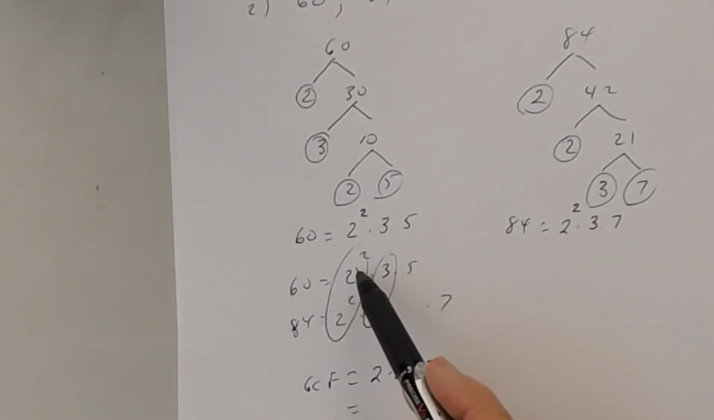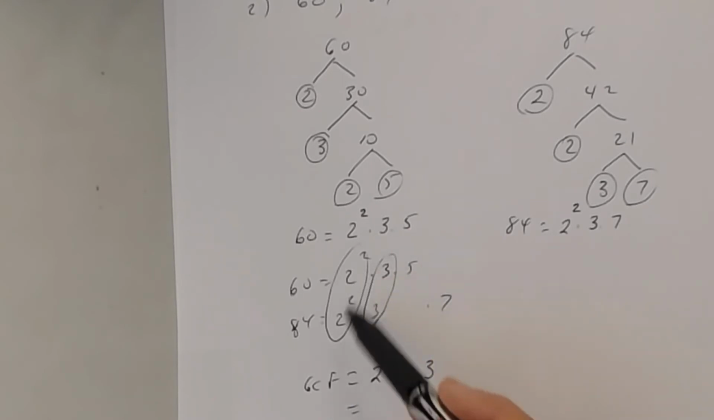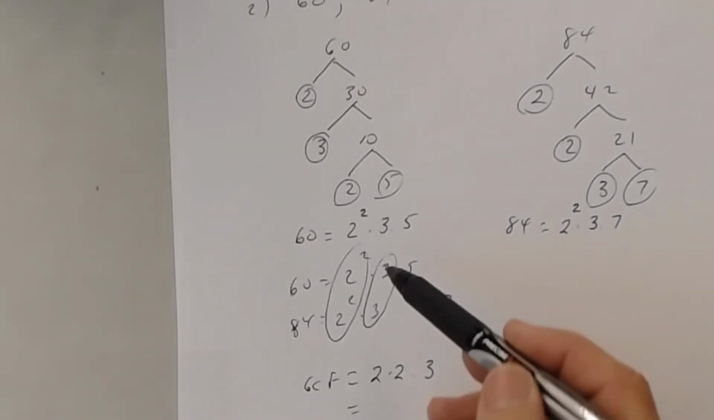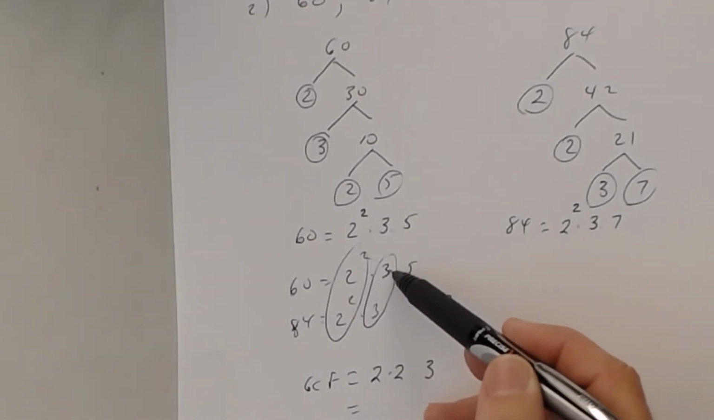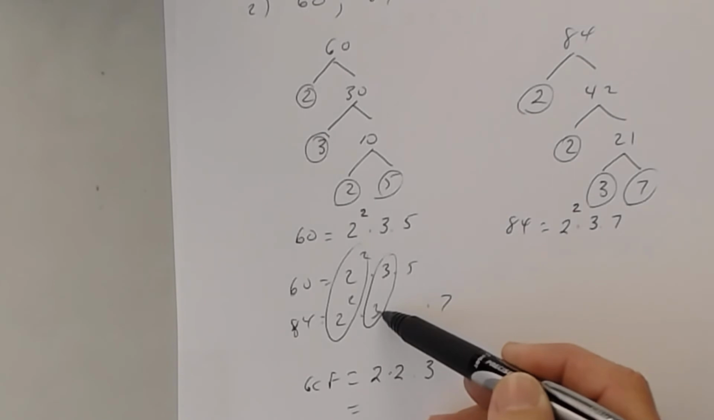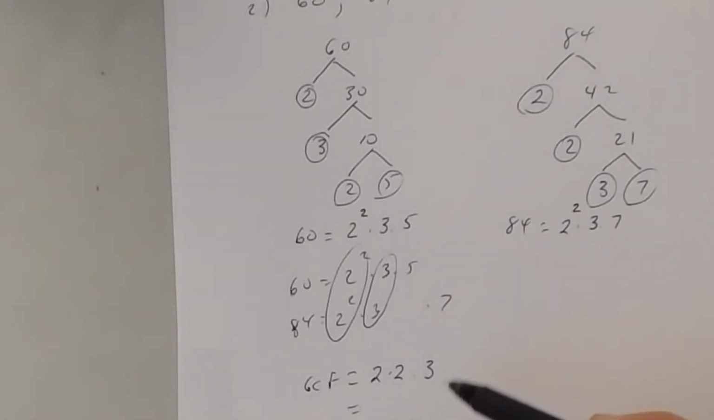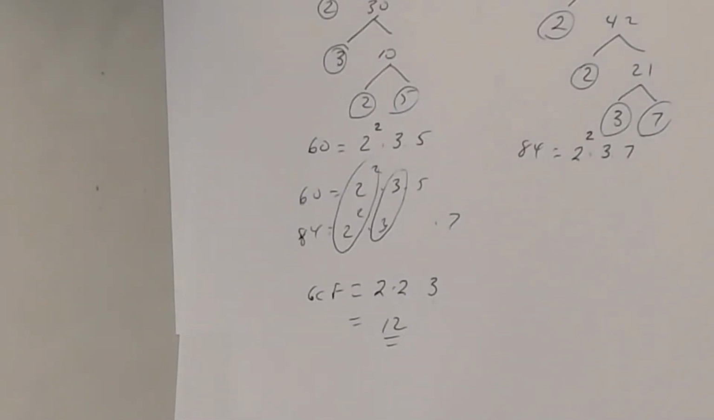This has how many factors of 2? 2. How many factors of 2 here? 2. So they have how many factors of 2 in common? 2. How many factors of 3 are in this one? 1. How many factors of 3 in this one? 1. How many factors they have in common? 1. What's 2 times 2? 4 times 3. GCF is 12. That's the largest common factor. That's the largest factor they have in common.